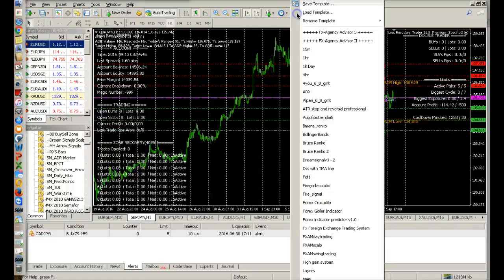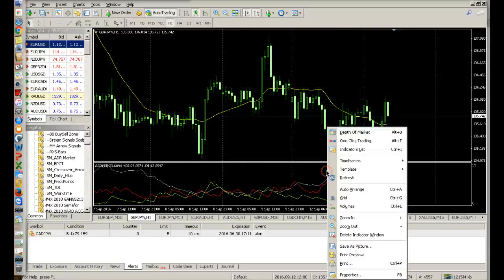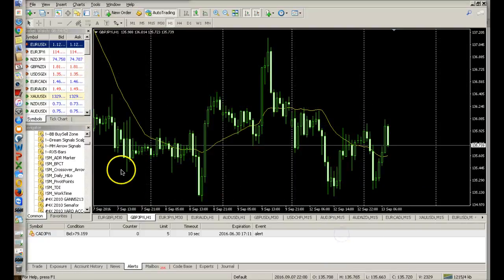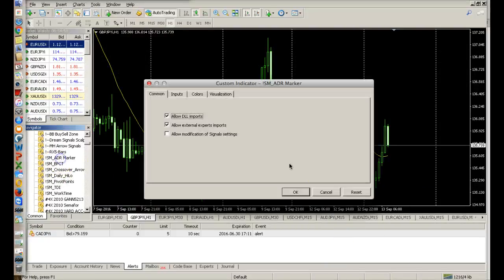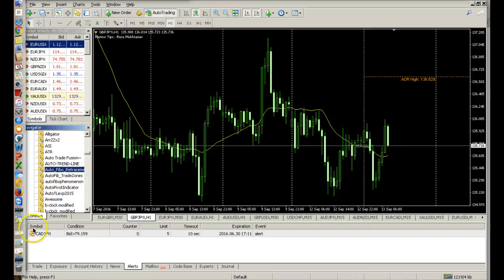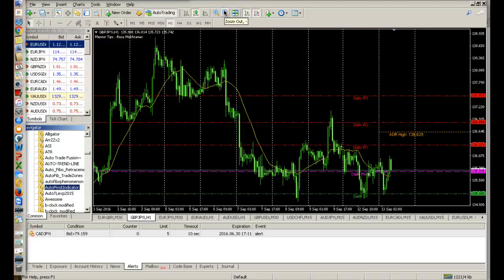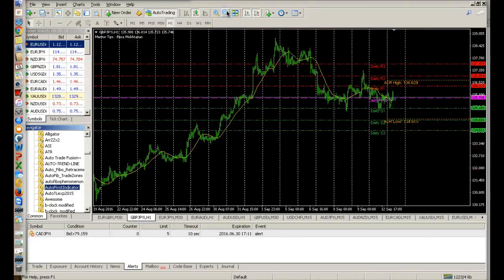We got here, alright, we got British pound versus the Japanese yen, drawing the ADR high, and we also auto fib. So we're gonna have auto fib. Oops, why did I draw that? Auto pivot. Alright, so we got the auto pivots. So the ADR high is a little bit below resistance 1.